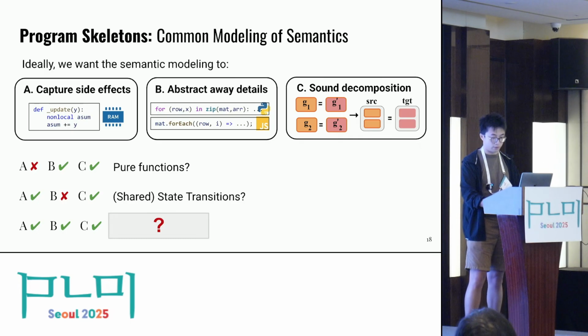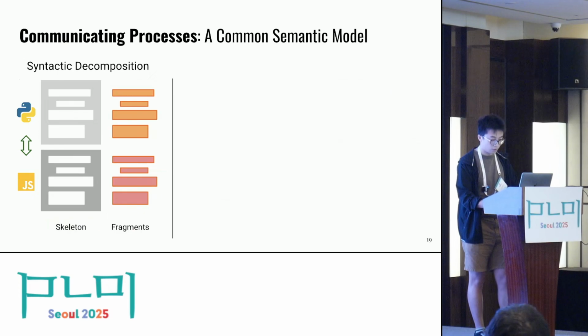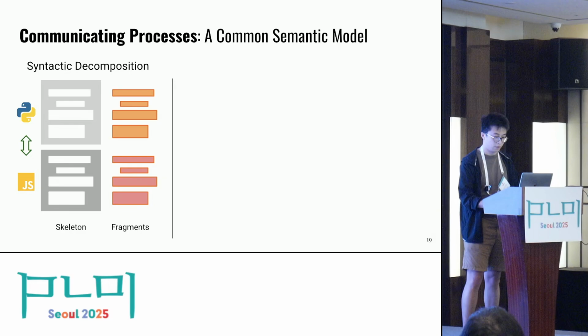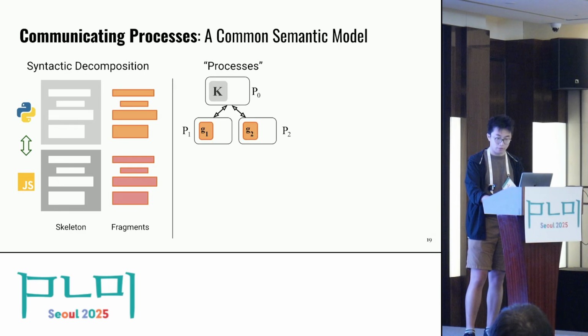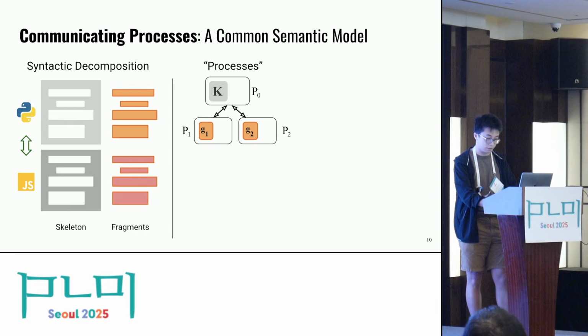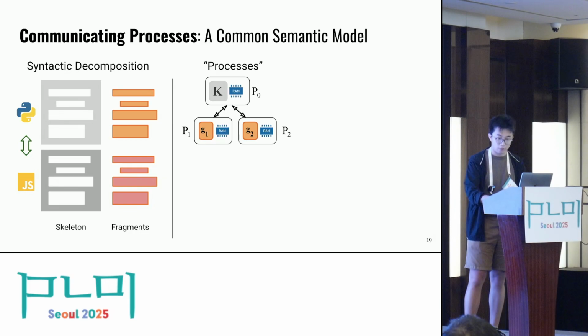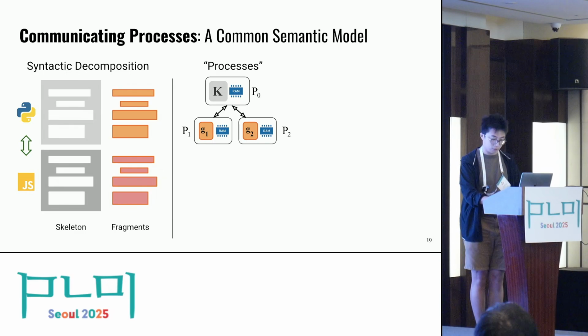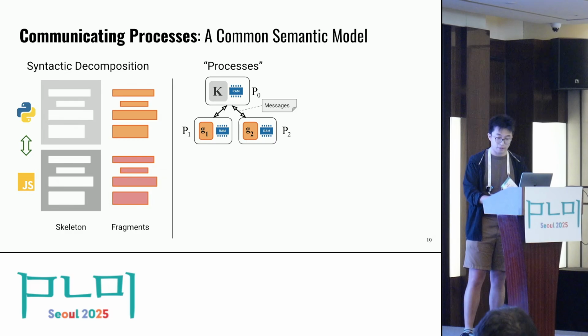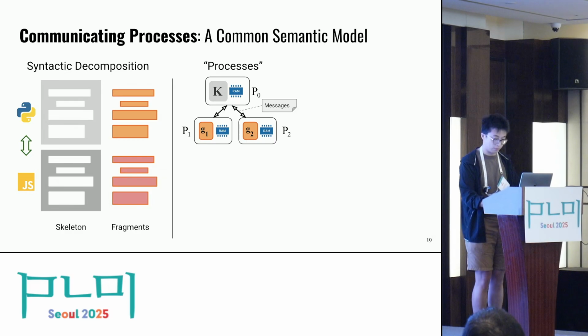So what is a better way to model the problem? We propose to model the execution of code fragments within the skeleton as a set of communicating processes. Conceptually, we can think of the program skeleton K as process 0 that communicates with fragment processes, for example P1 and P2 in the figure. Each process has private memory state that is external to the other processes. The only way for processes to exchange information is by communicating through messages sent and received between the processes.